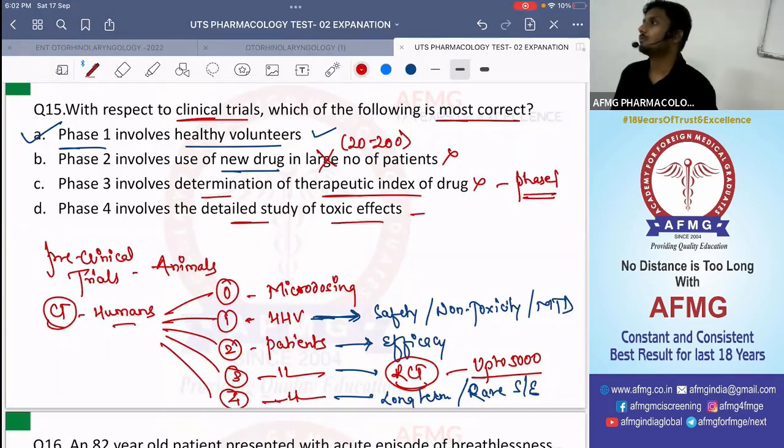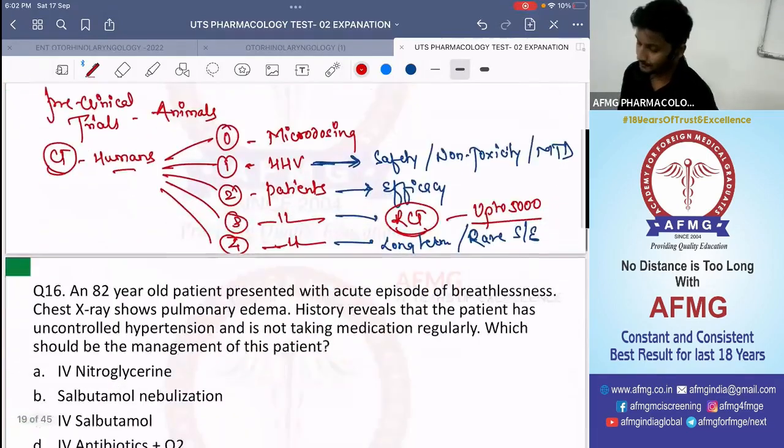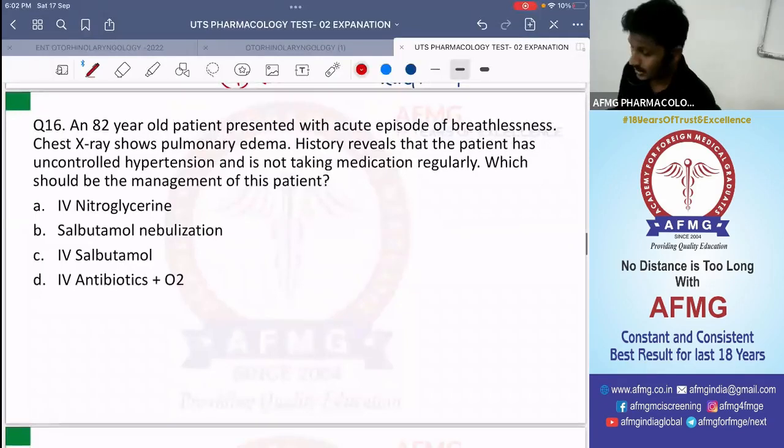Again, toxic effects are usually studied in phase 1 of the clinical trial. कोई दिक्कत नहीं है. Question number 16 now.